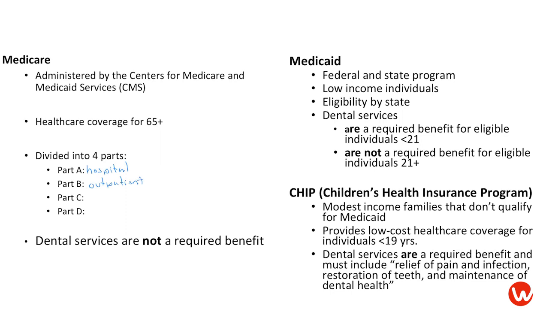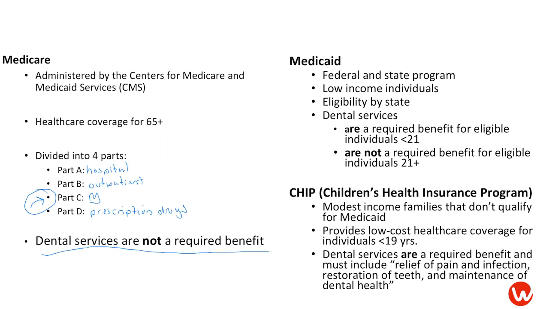Part C is referred to as Medicare Advantage. This allows individuals to purchase additional benefits, such as your dental benefits, beyond those covered in A and B. So this is going to be the big thing for you guys to know. That's going to be our dental ones. Part D is going to cover prescription drugs. Keep in mind that dental services are not a required benefit under Medicare.